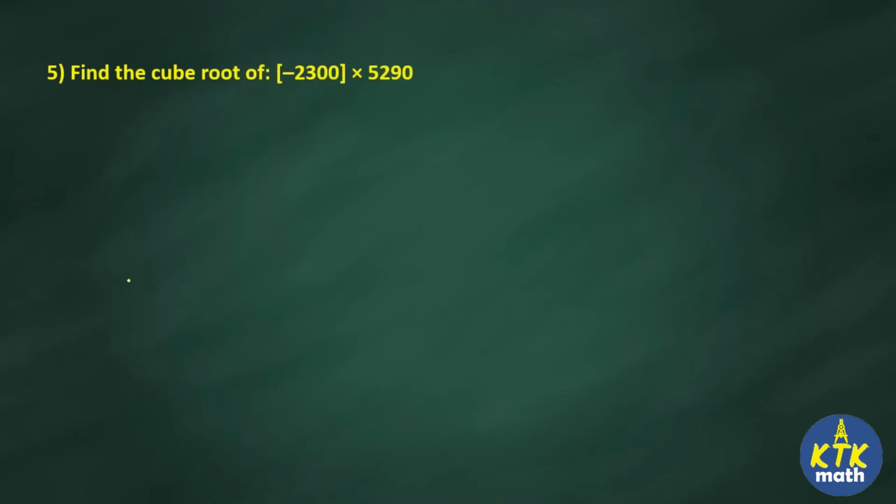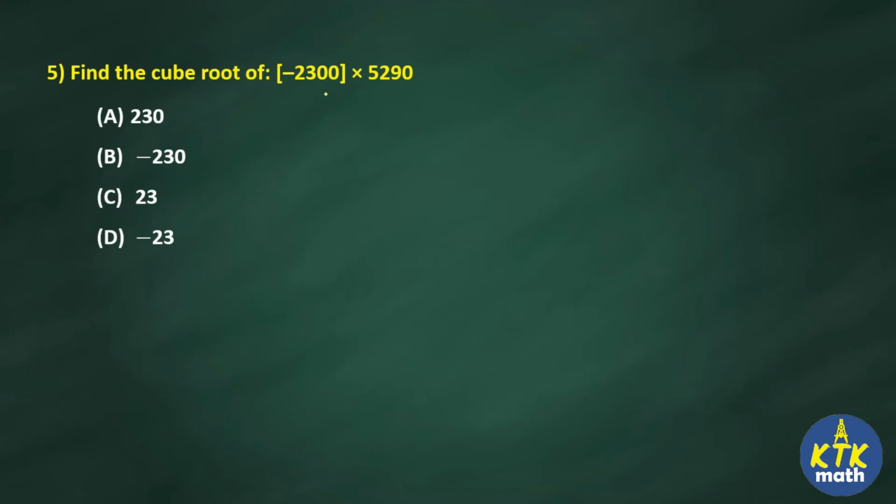Fifth one, find the cube root of minus 2300 into 5290. So the number is going to be a very lengthy one, but we are not going to do the multiplications. We are just going to split the numbers and then we'll find the answer, because it's a very simple concept. What is given here?